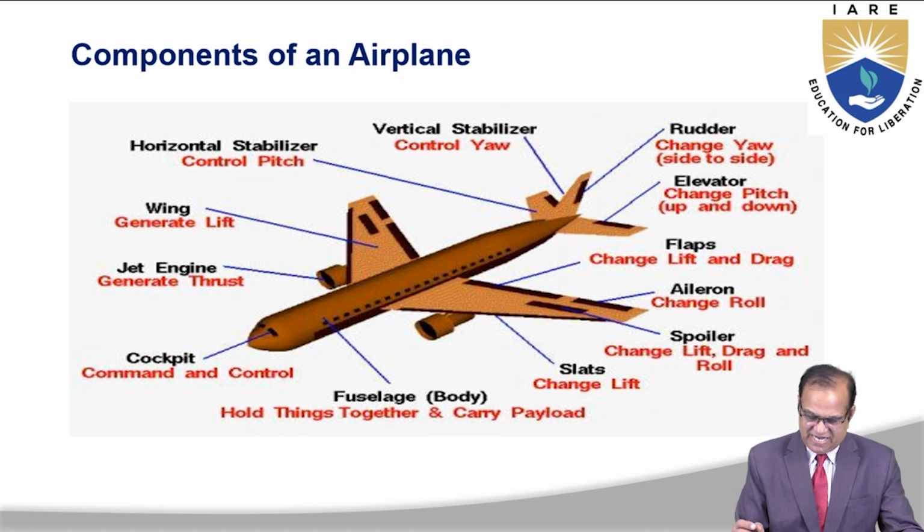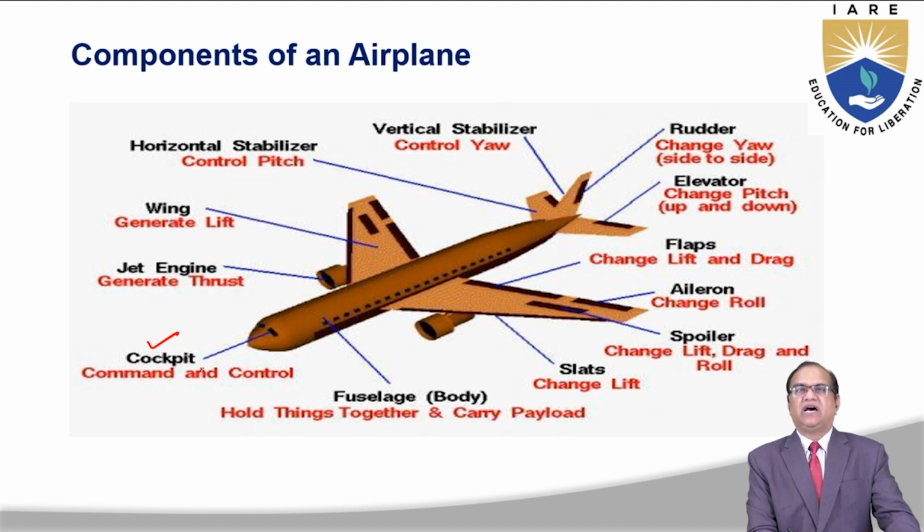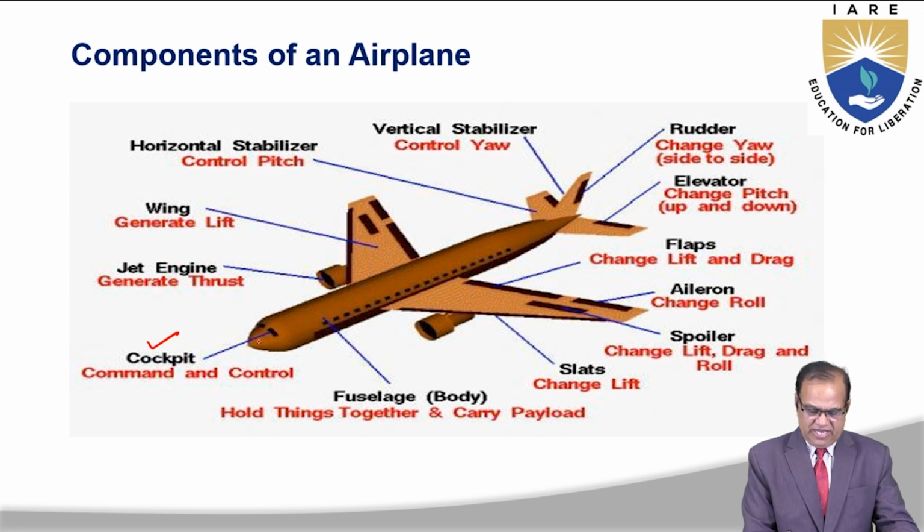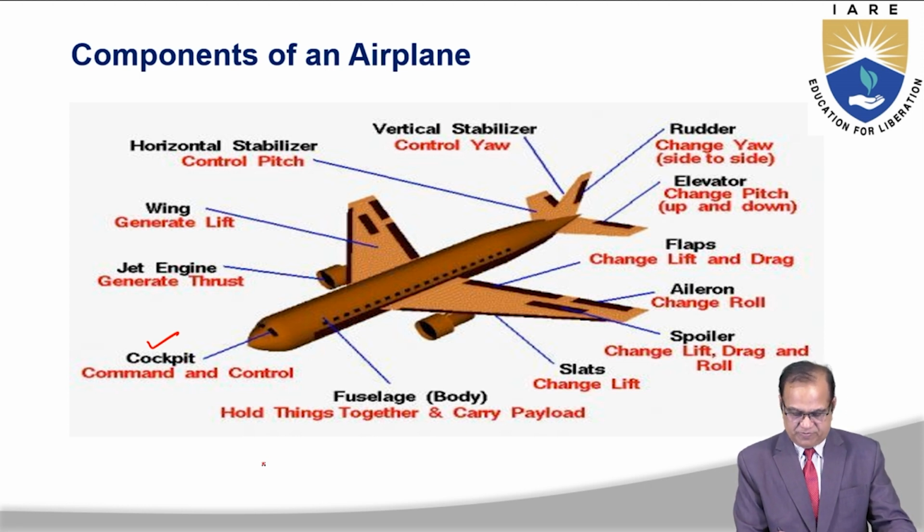You can see that I will start from this nose. It is the cockpit here. In the cockpit, the pilot is accommodated. All the equipment and instruments are there, all the meters, gauges and monitoring things are there. Command and control is performed from the cockpit.